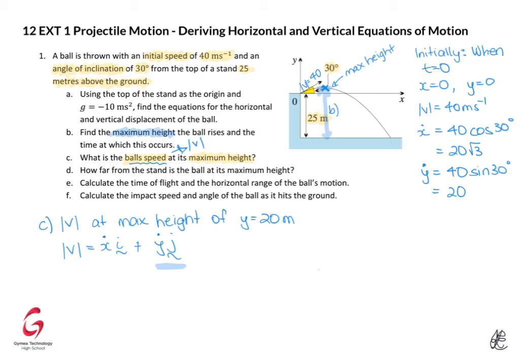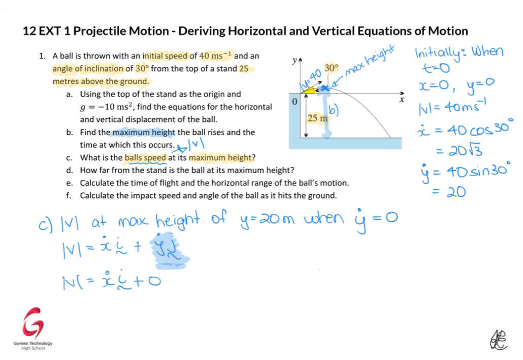And so we know that this maximum height is occurring when our vertical velocity was equal to 0, which means that this vertical component of the velocity we already know the value of, and we can substitute that it is equal to 0.